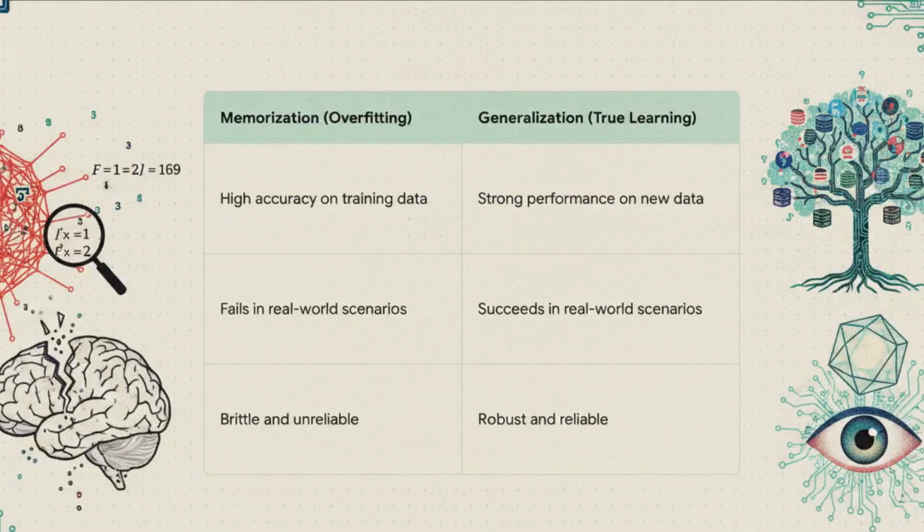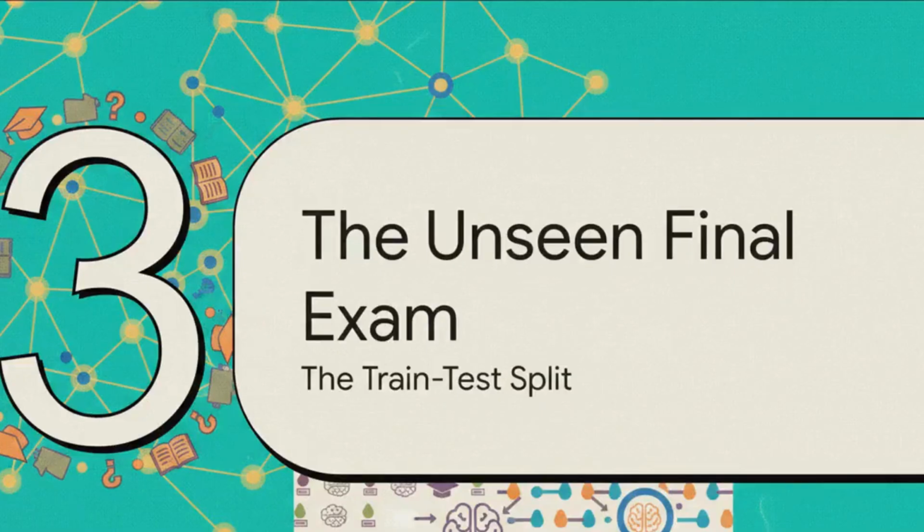And this chart just makes it crystal clear, right? On the left, you've got memorization, or overfitting. Yeah, you get that high accuracy on training data, but it's brittle, it's unreliable, it fails when it matters. But on the right, that's the goal. That's generalization, true learning. That's when you get strong performance on new data, because the model is robust, it's reliable, it actually gets it. So how do we make sure our AI student is truly learning and not just cramming and forgetting? Simple. We give it a final exam with brand new questions.